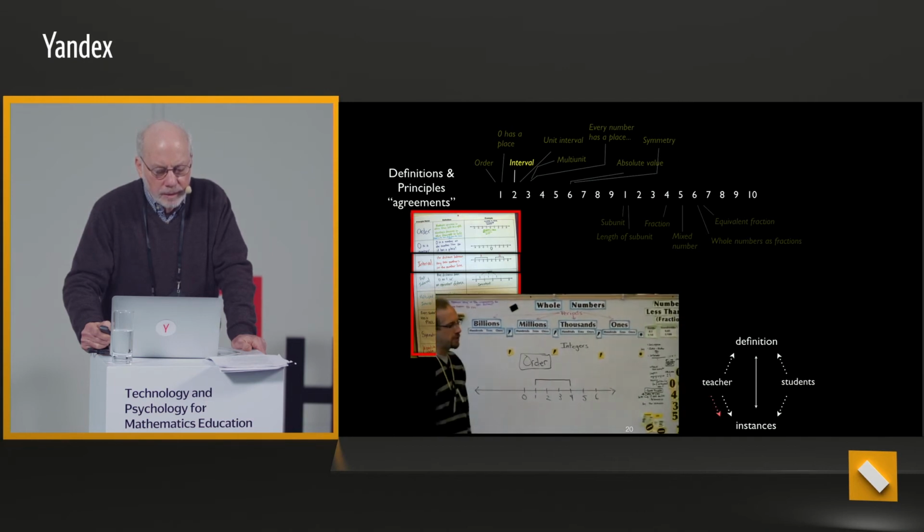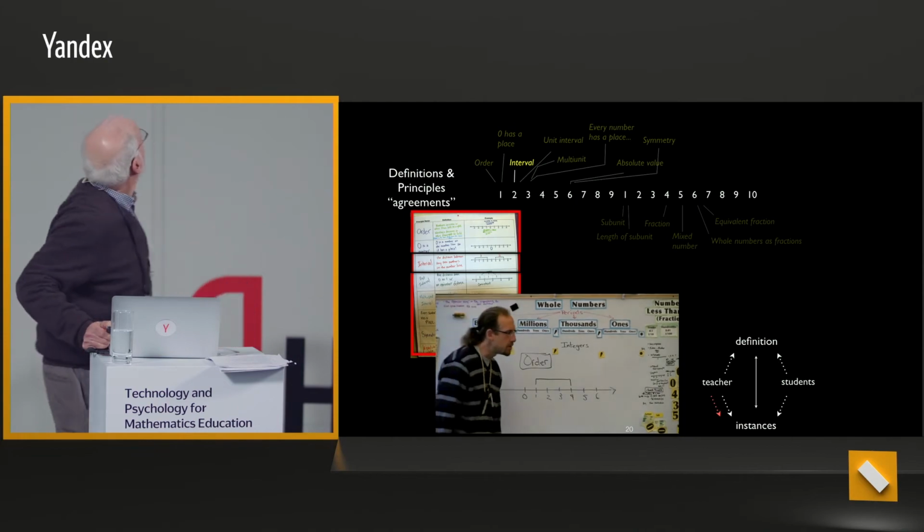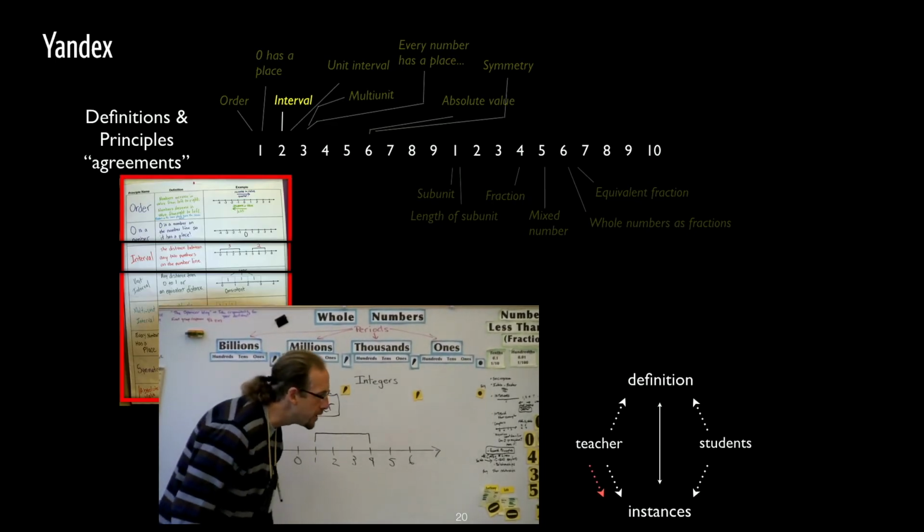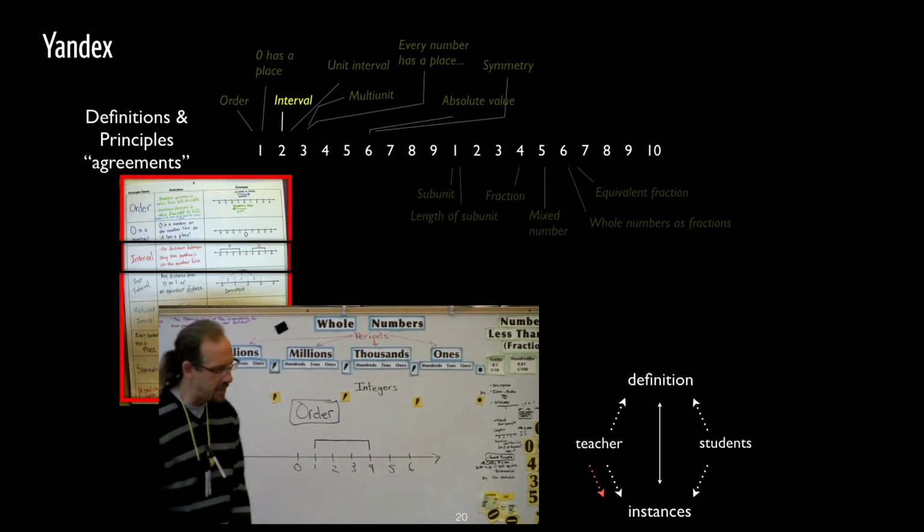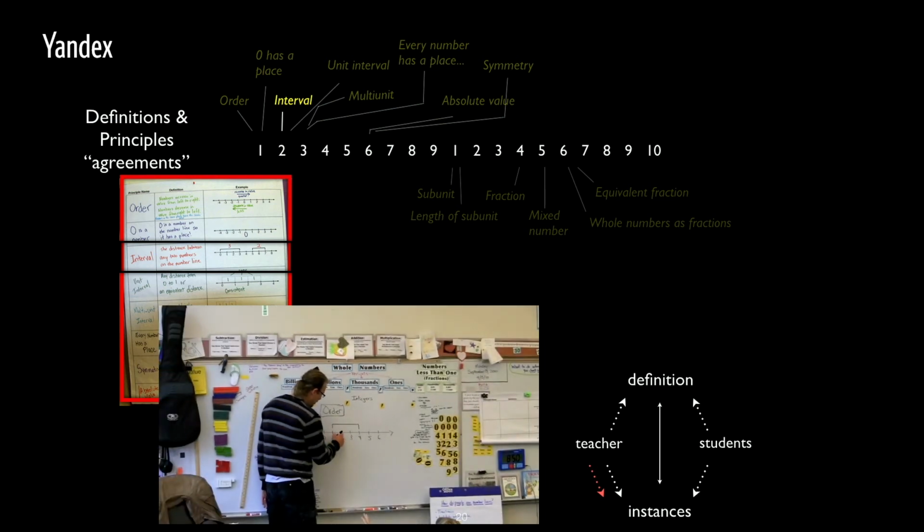Let's see. It should play. Show me with your fingers. Show me how far that is. Good. I'm seeing that you see it's 3. 1, 2, 3. That is an interval of 3. From 1 to 4 is an interval of 3.